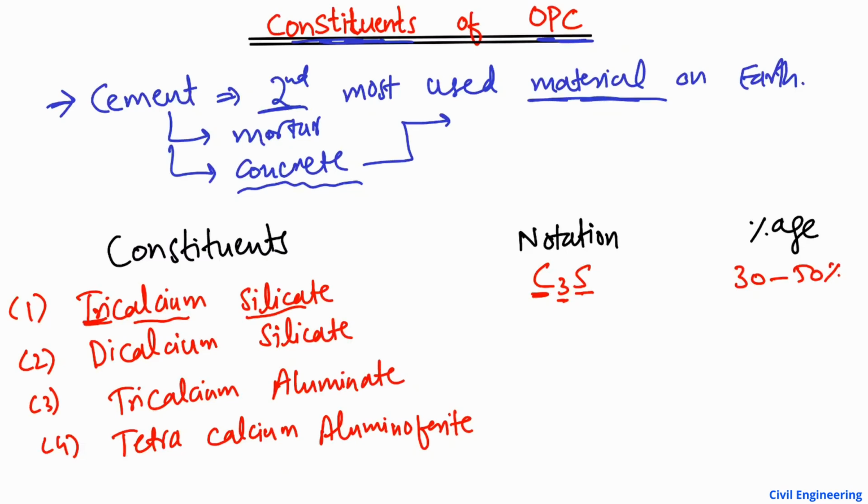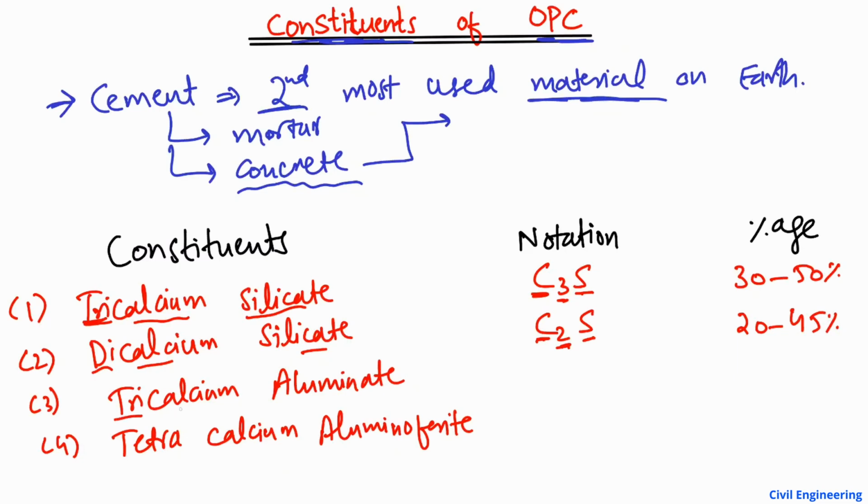The second one is the dicalcium silicate. So di means 2, calcium silicate, so we can write C2S. 2 is the di, C is calcium, and S is silicate. And how much they are present? They are second in number, and they are present from 20 to 45%.